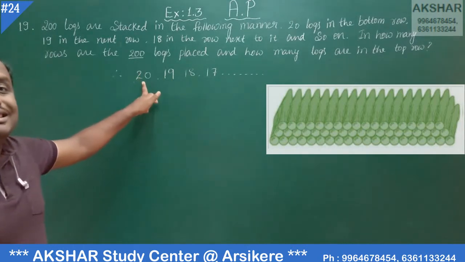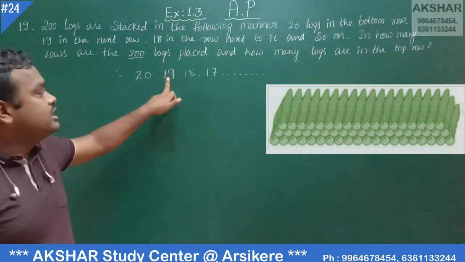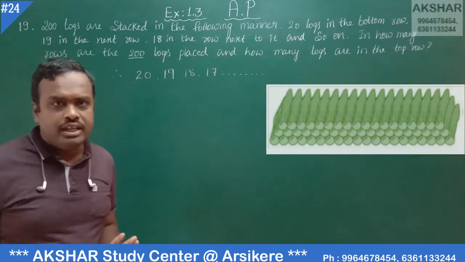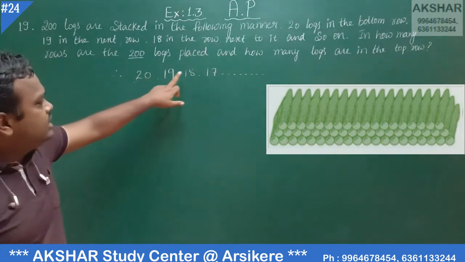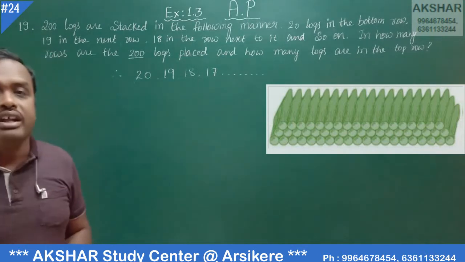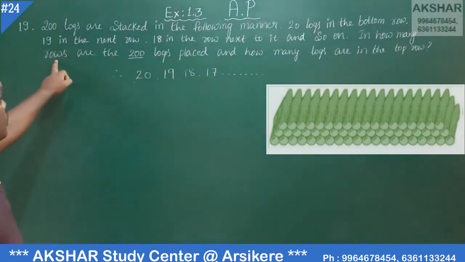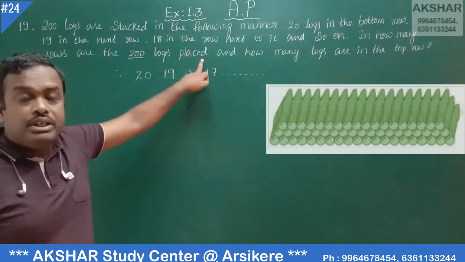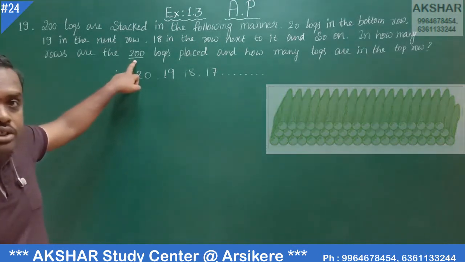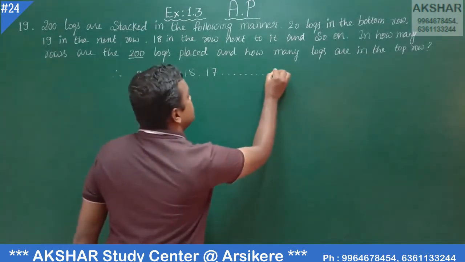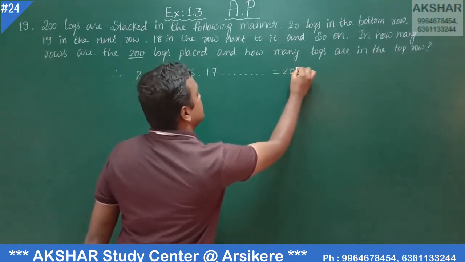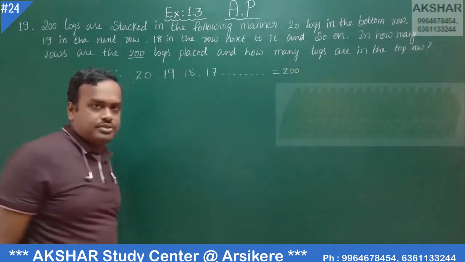19 minus 20 is equal to minus 1. 18 minus 19 is equal to minus 1. So this follows arithmetic progression. Okay, yes. So 20, 19, 18, 17, how many terms are there? That we have to find. See, in how many rows are the 200 logs placed? We need to find the number of rows, nothing but the number of terms. But they are given what? Total number of logs. So right here, which is equal to how much? 200. This is what? Sum of the terms.